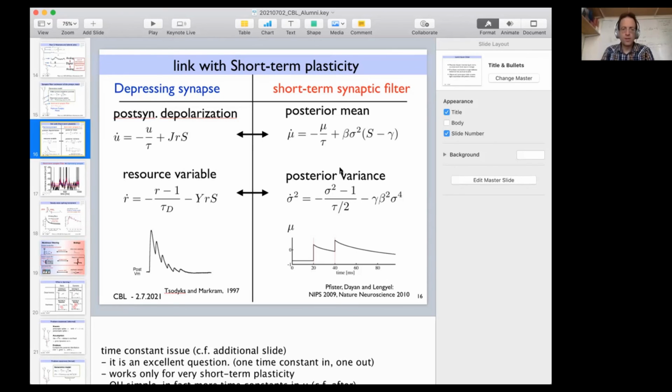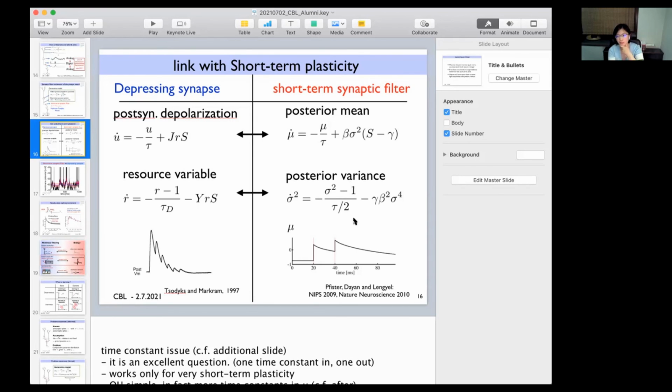This is just the result of my filtering problem, right? And essentially in my filtering problem, I inject only one time constant, which is the Ornstein-Uhlenbeck time constant. And out I can have only one filter, which has only one time constant. Yes. Okay.